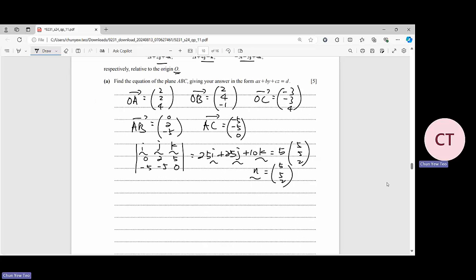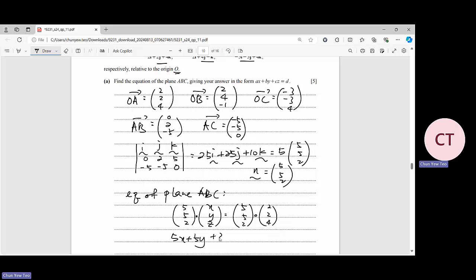Once I found the normal vector, I need to find the equation of the plane. It will be the dot product of the normal vector with x, y, z, equal to the normal vector dotted with any point A, B, or C. I choose point A. So 5x plus 5y plus 2z is equal to 28. This will be the answer for question 5A.